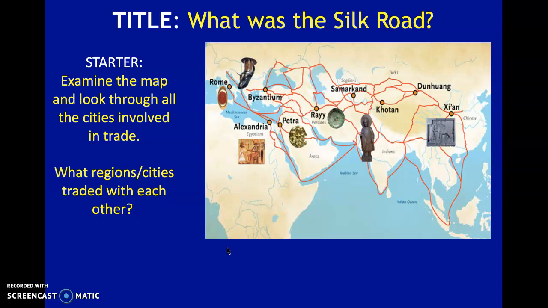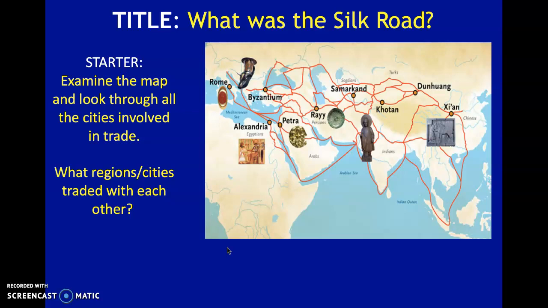Now, the Silk Road, which you can see represented by this map, was a complex network of trade routes between different countries and regions in the world. You see there, it covered most of the known world 1,000 years ago.